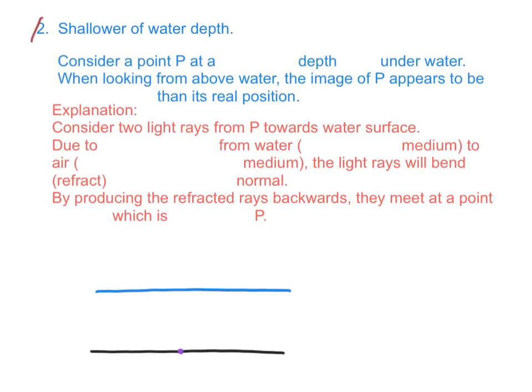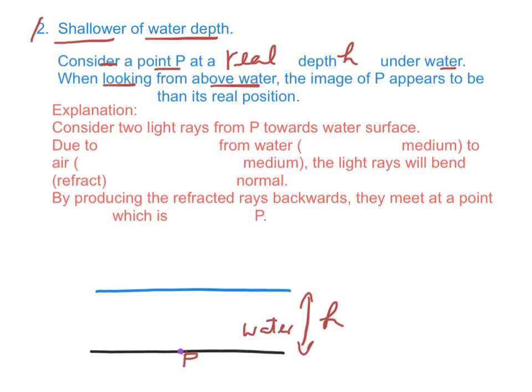Another example about refraction of light is the shallower appearance of water depth. Consider a point P at a real depth H underwater. When looking from above water, the image of P appears to be higher than its real position.